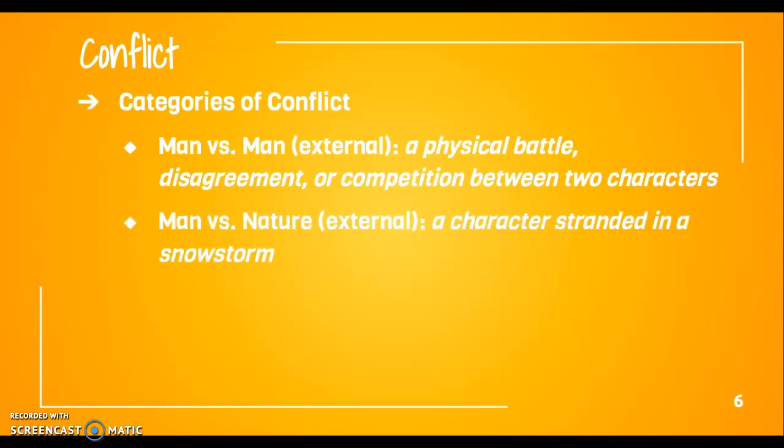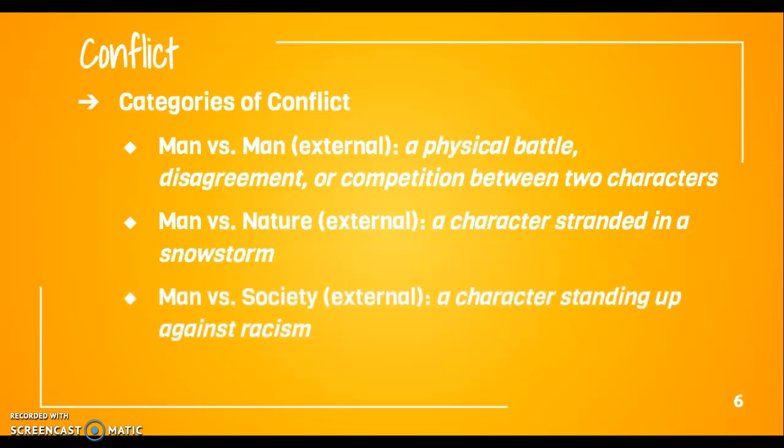We also know that characters can be in conflict with nature itself, right? So that also constitutes an external conflict and may be exemplified by something like a character who is stranded in a snowstorm. We definitely saw lots of man versus nature conflict in The Most Dangerous Game, although the primary conflict was, of course, man versus man, Rainsford versus Zaroff.